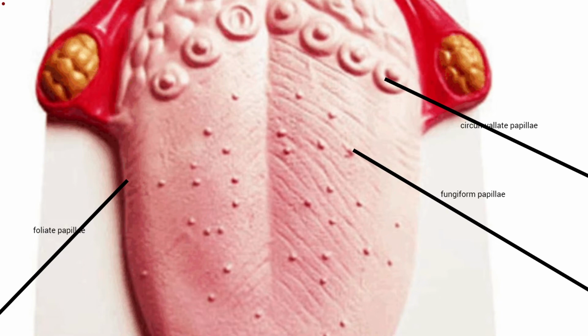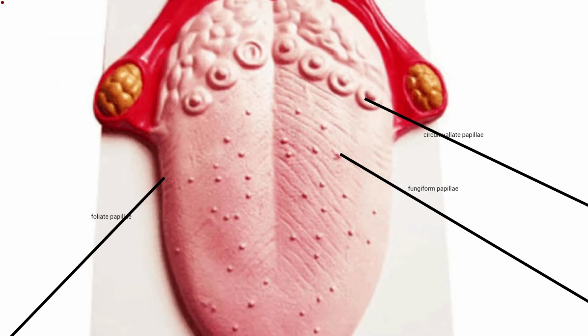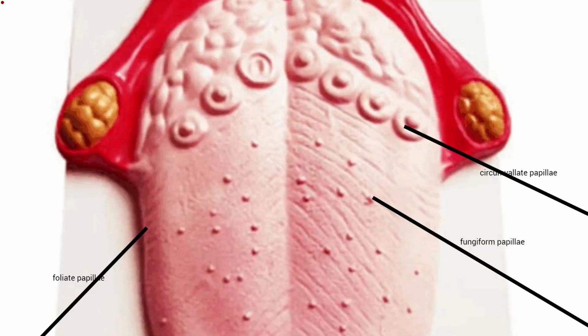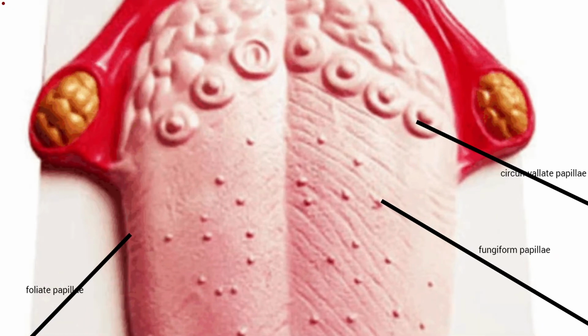And then all over the tongue, they're too tiny to see, are the filiform papillae. Circumvallate are the big ones in the back. Fungiform are the ones scattered all over the tongue. And then the ridges or wrinkles on the side of the back of the tongue are called foliate.